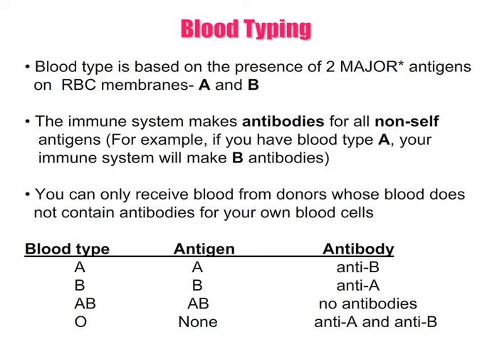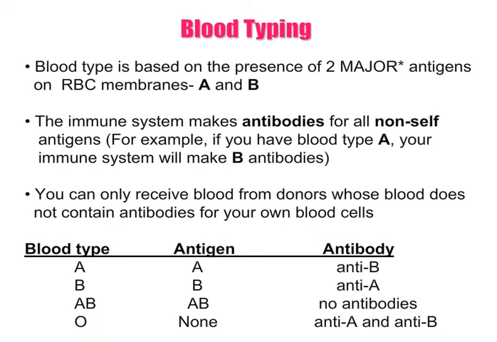Now this next statement is very important, so memorize it. The immune cell makes antibodies for all the antigens you do not have. For example, if you have type A blood, that means you have type A antigens on your cells, and that means you will only make type B antibodies. You will not make type A because that would attack your cells.